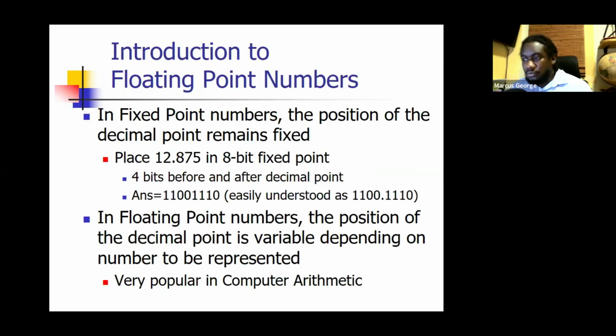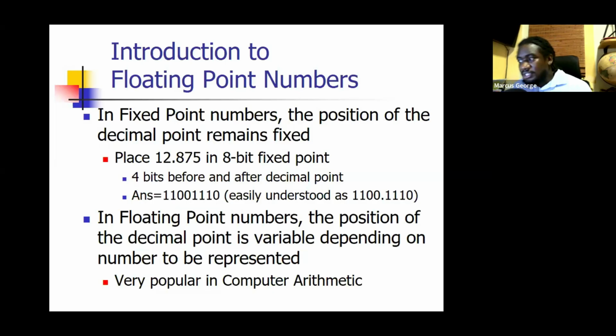So to better understand floating point numbers, it is wise to first look at what fixed point numbers are. In fixed point numbers, the position of the decimal point remains fixed. So for a number like 12.875, representing that in 8-bit fixed point format, there are 4 bits before the decimal point and 4 after. So the answer is seen as 1100.1110, easily understood if we have the decimal point in the middle.